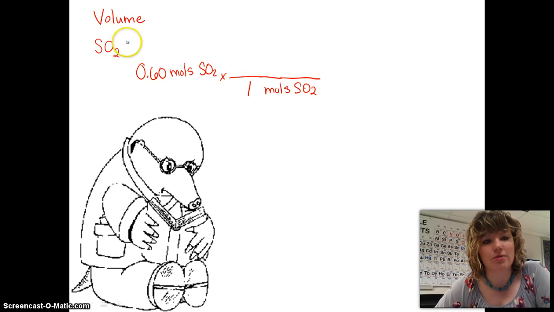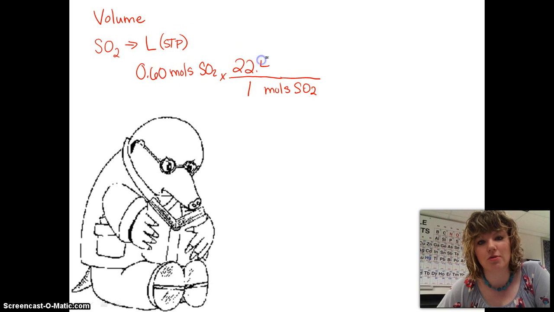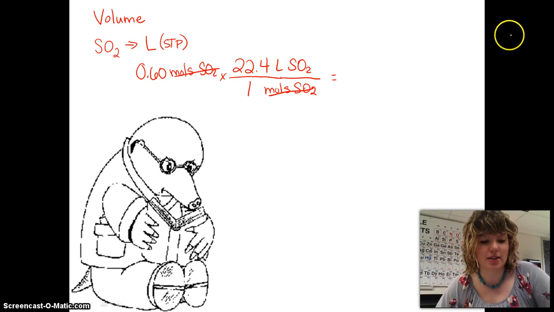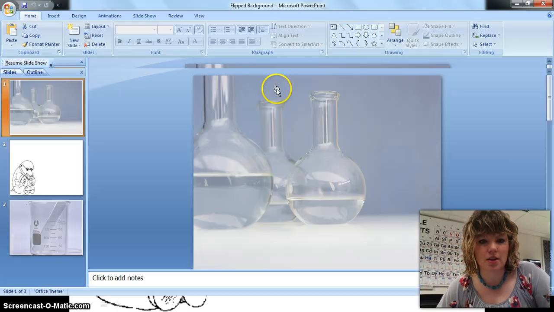But it is asking for how many liters. So we see this liter, and it's set at STP, and so we know that we're going to be putting 22.4 liters of SO2 up here. So now our moles of SO2 cancels out, and now we just have 0.6 times 22.4 because it is on top. Okay, and let me get to the calculator here.